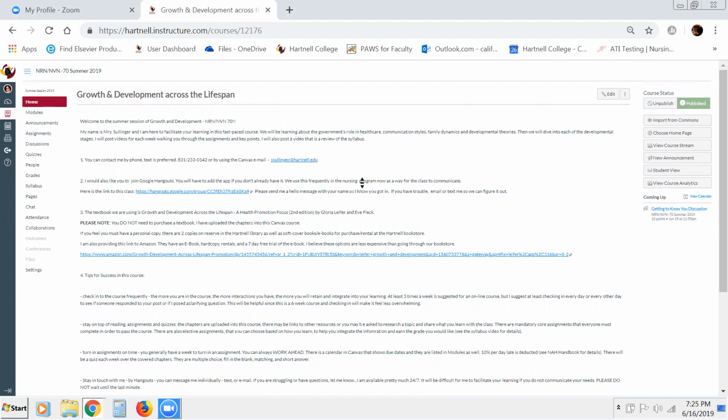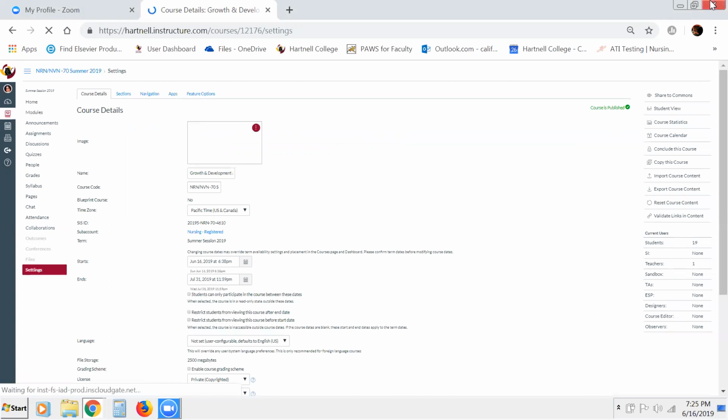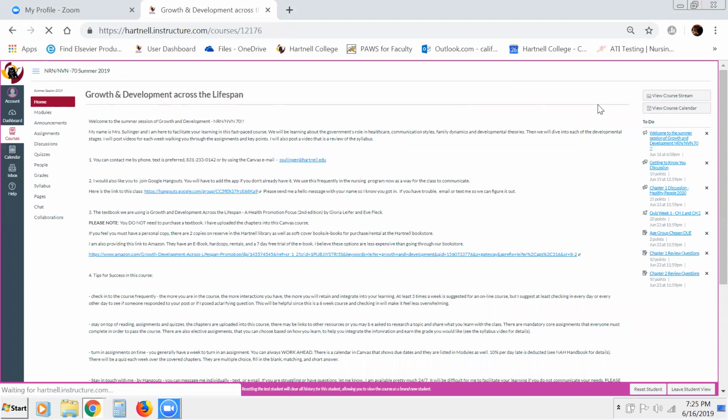So where do we find the syllabus? On the left-hand side of the screen under Modules, if you click on that, this is where all the information will be. The first section has the syllabus, the handbook, and the policy and procedure manual. Let me actually switch over to the student view. That might make it easier for you. There we go. So this is what you would see when you log in. So again, we'll go to Modules.